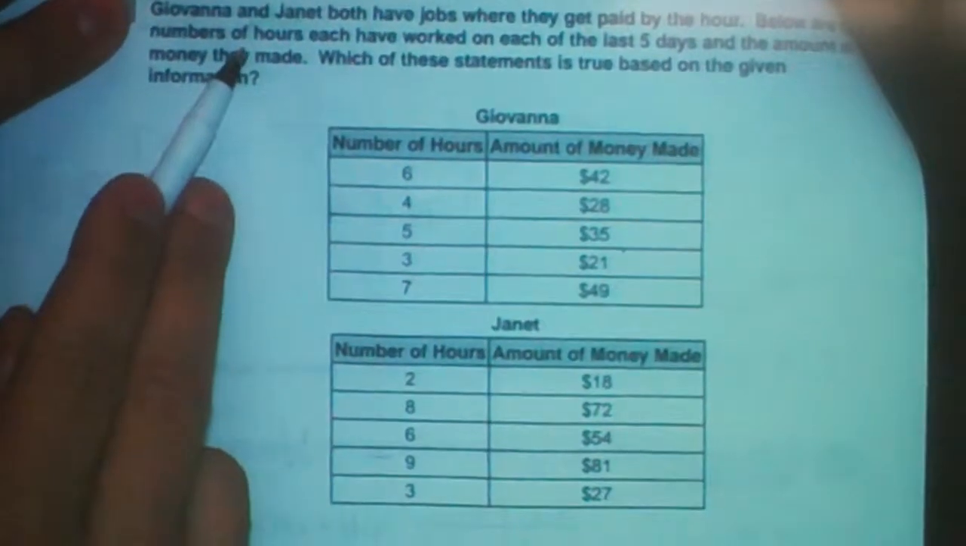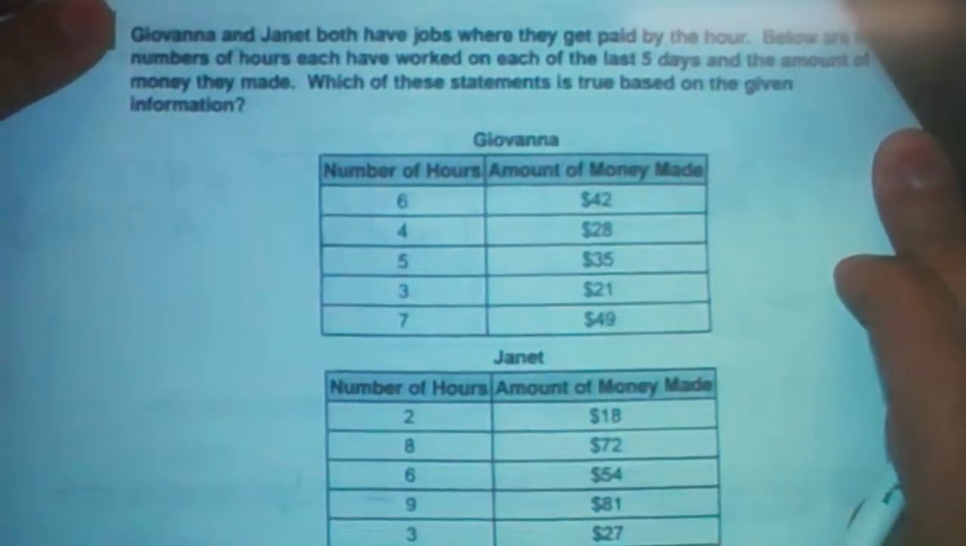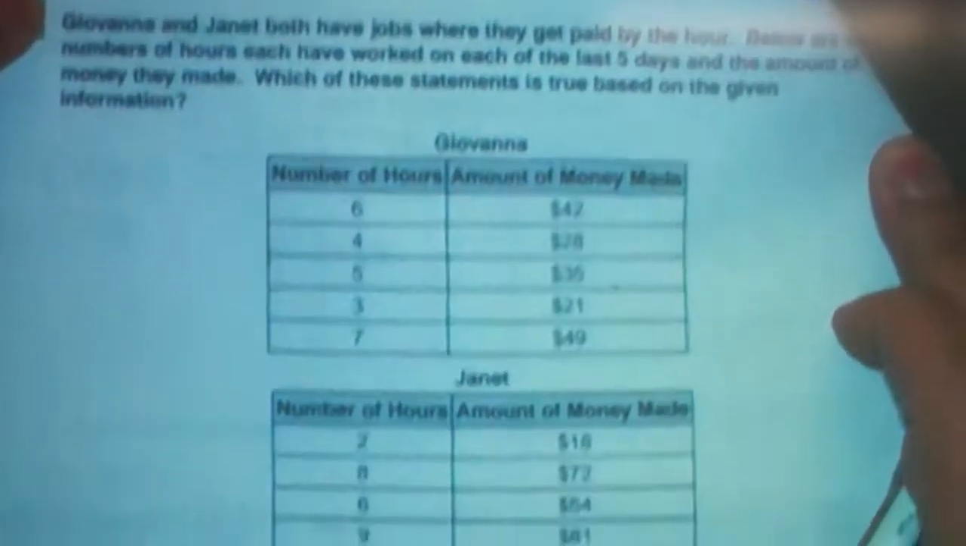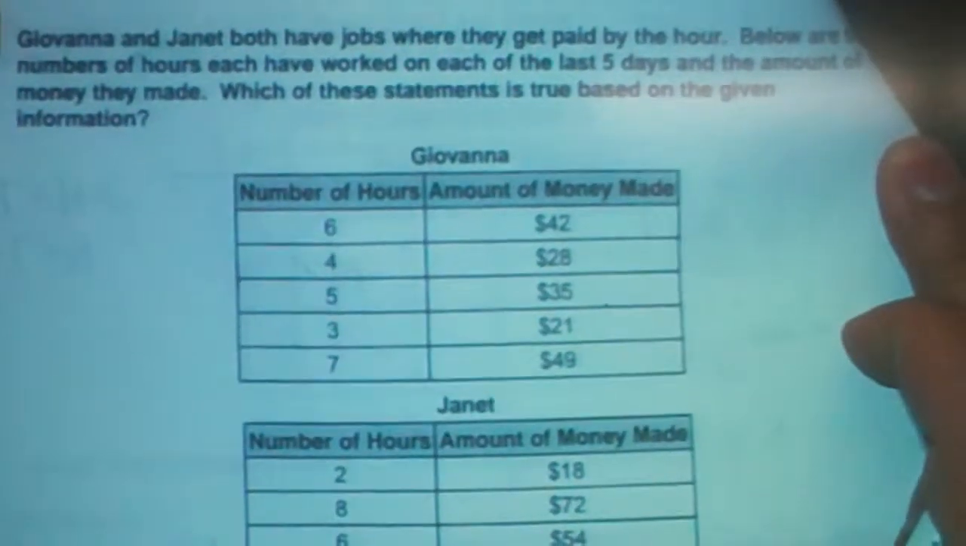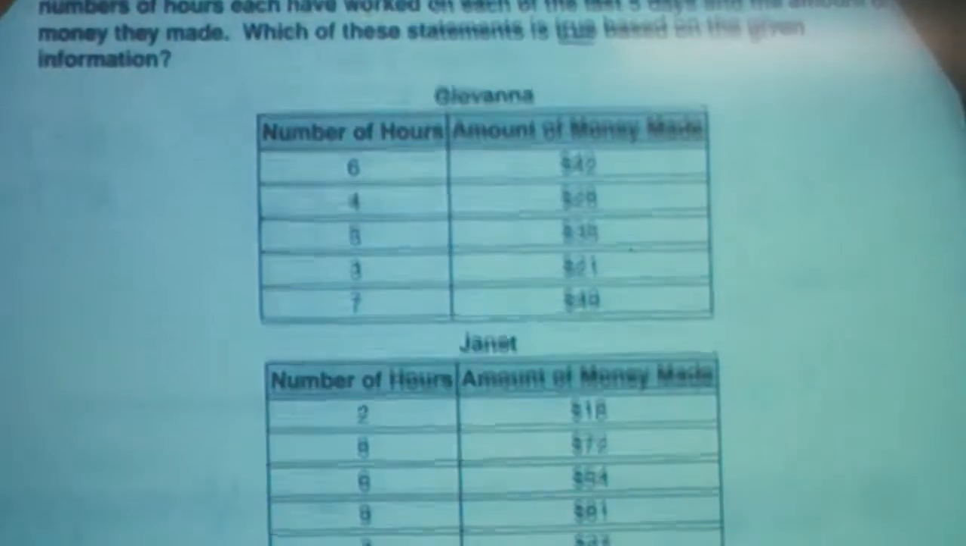Giovanna and Janet both have jobs where they get paid by the hour. Below are the numbers of hours each have worked on each of the last 5 days, and the amount of money they have made. Which of these statements is true based on the information?